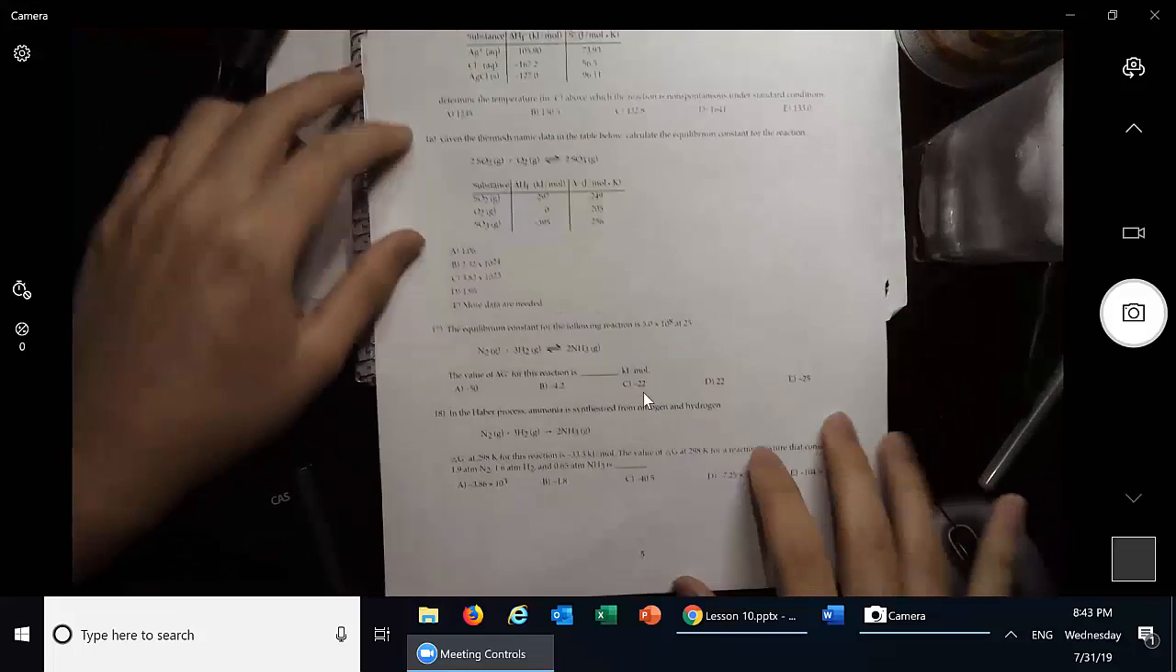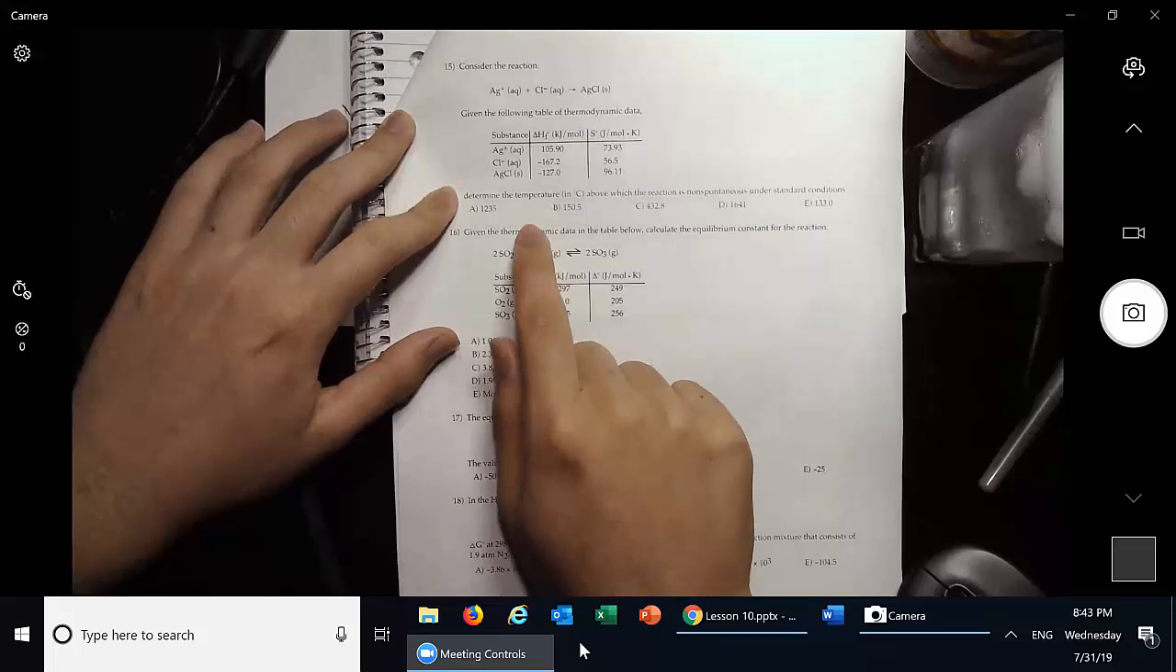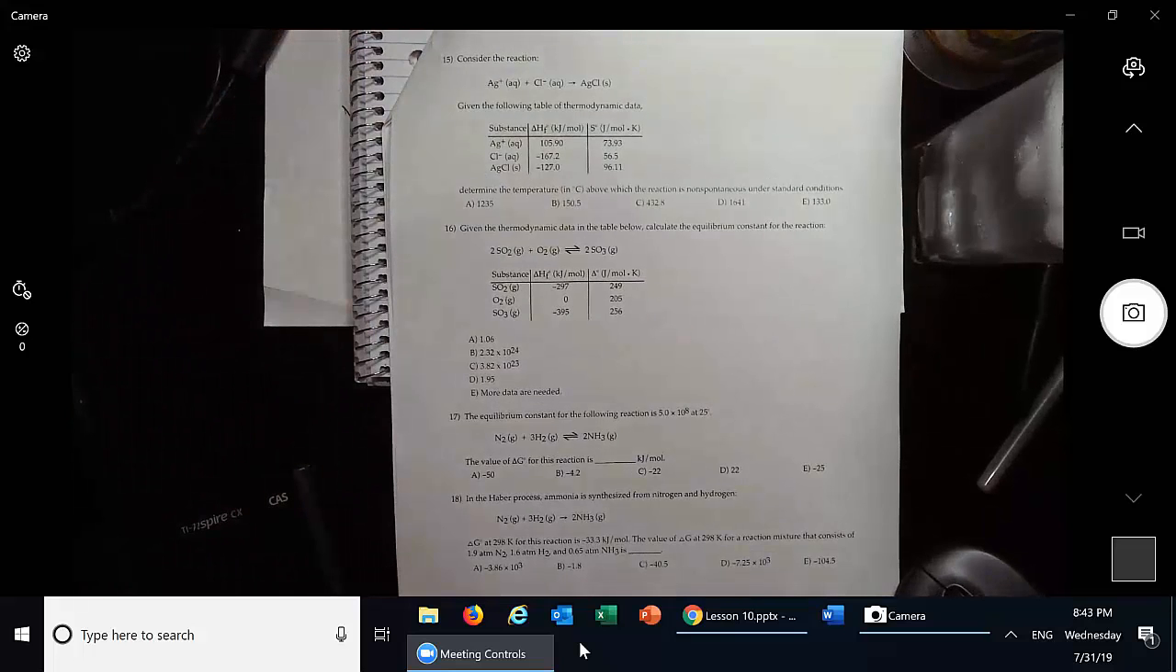Okay, last page. So can we do this one? I'll give you maybe 5 minutes to think about the problem and do it.